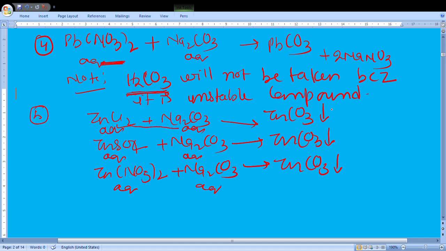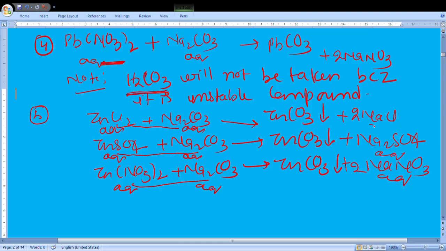And what will be the remaining byproduct? First we will have 2 NaCl, in the second we will have Na2SO4, and in the third one we will have 2 NaNO3, and they will be in aqueous state. So one white solid is forming, which is a white precipitate. I think it should be clear to everyone.